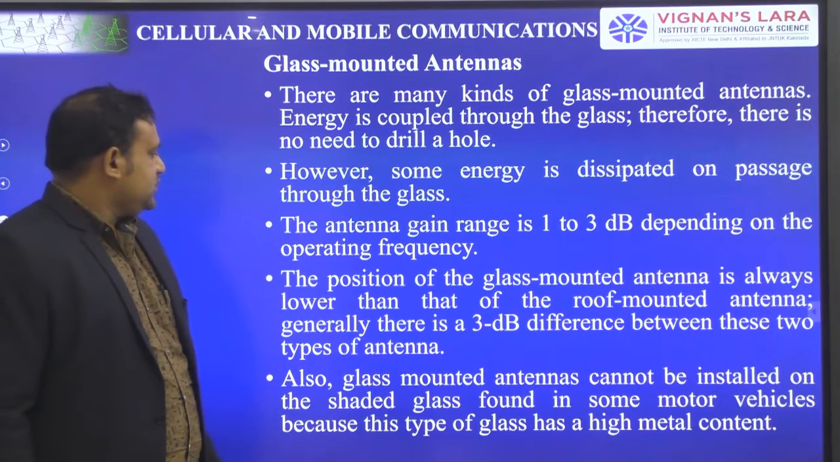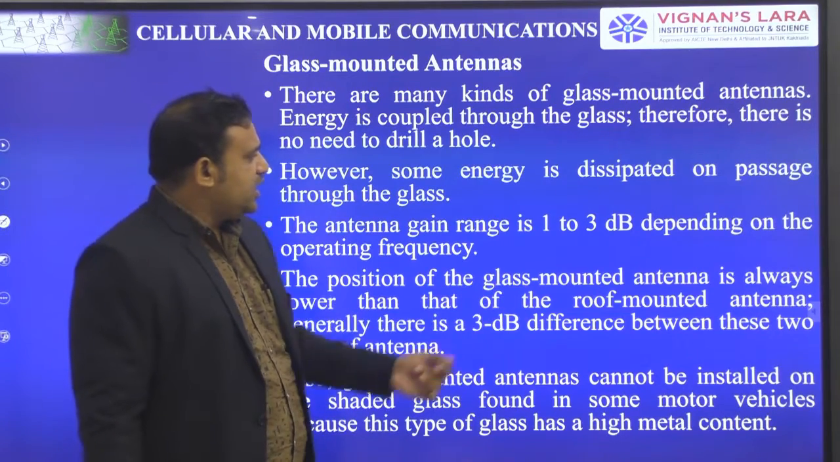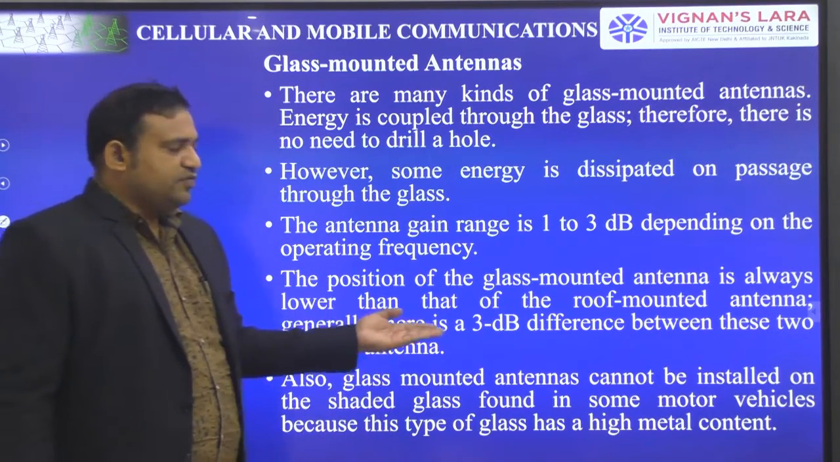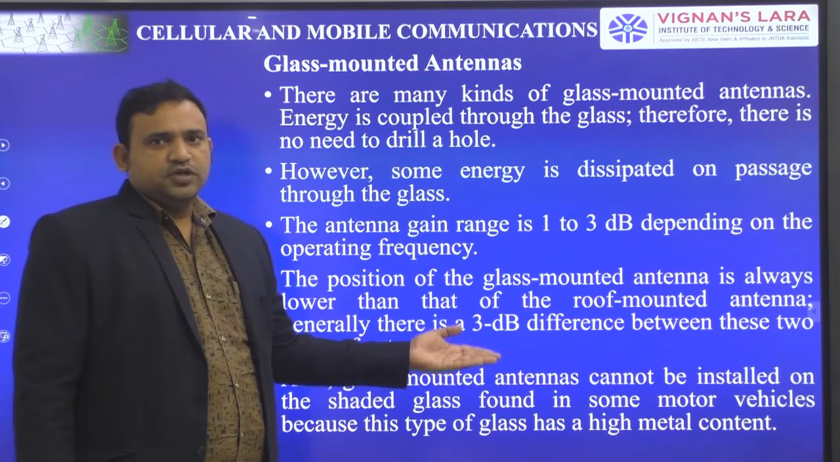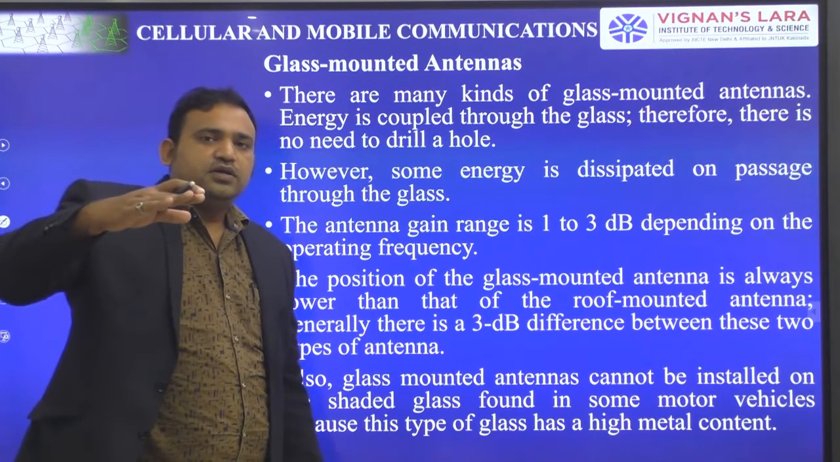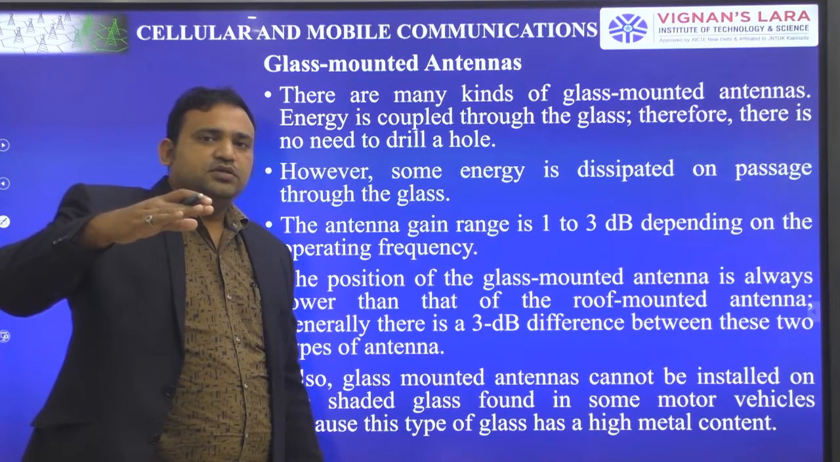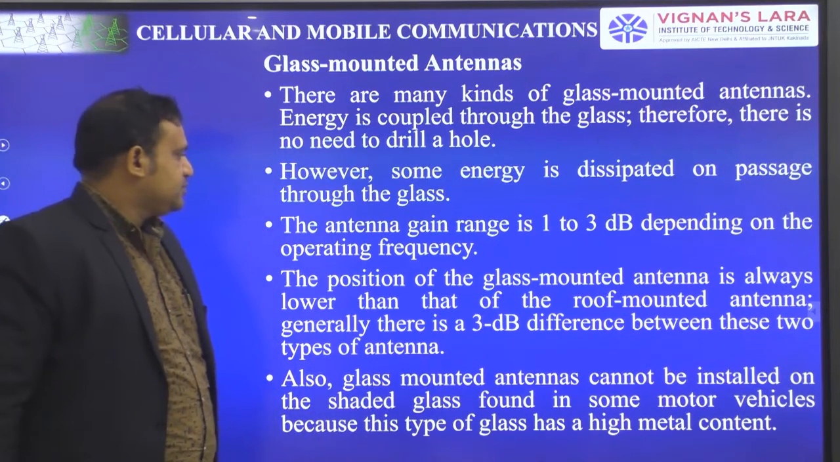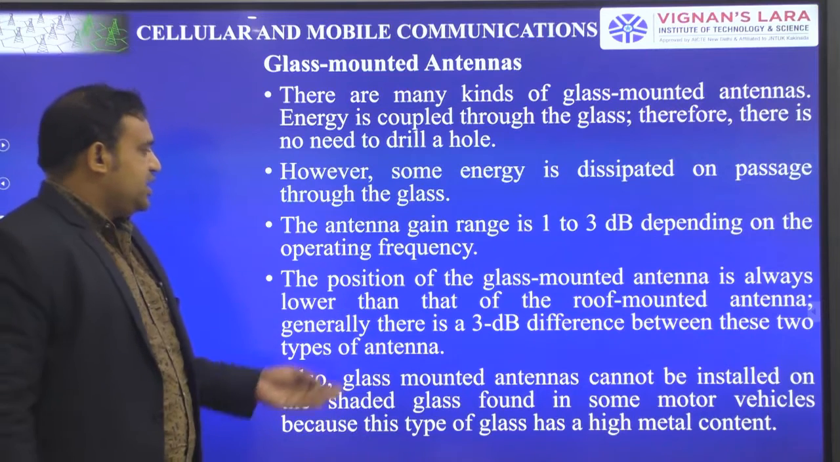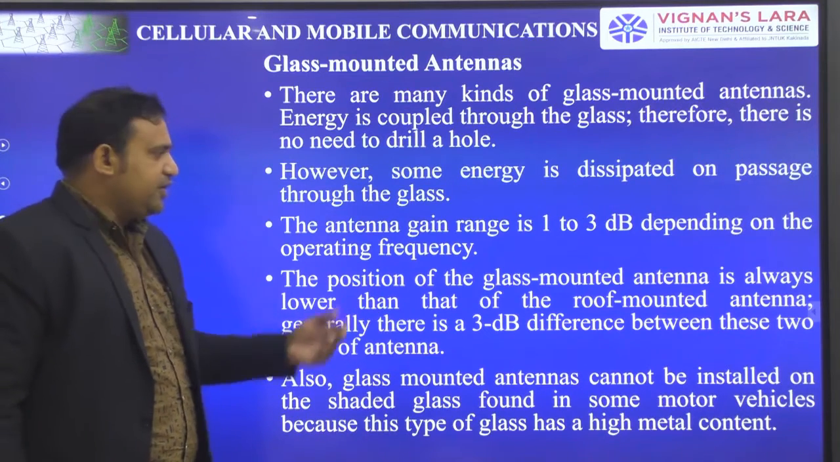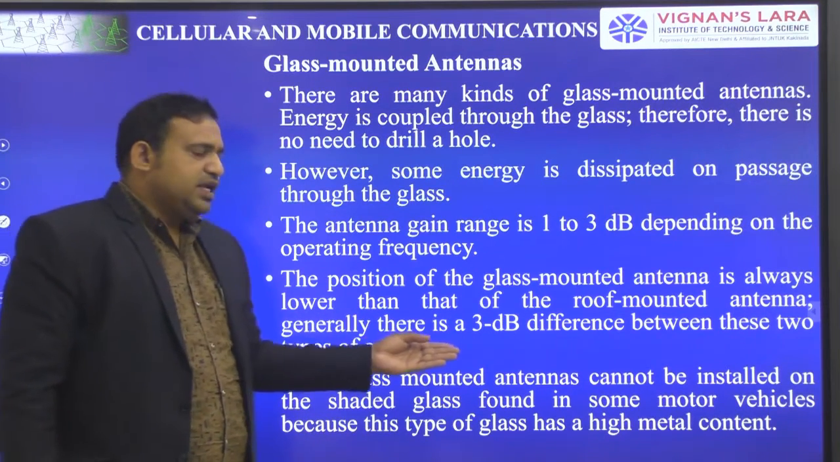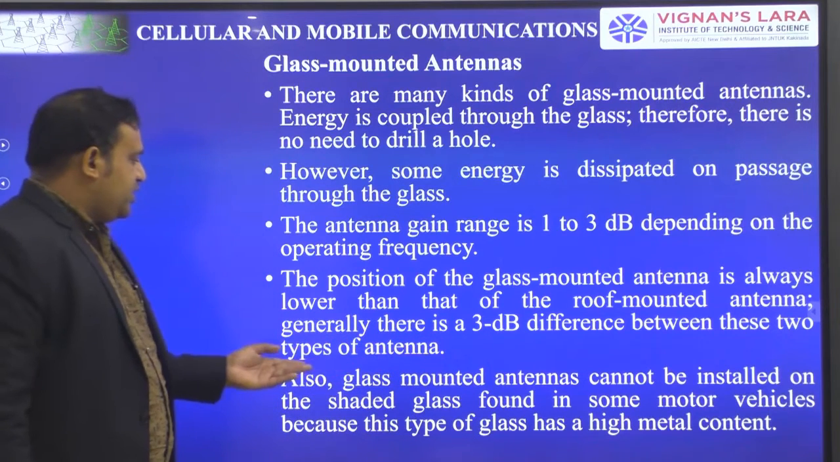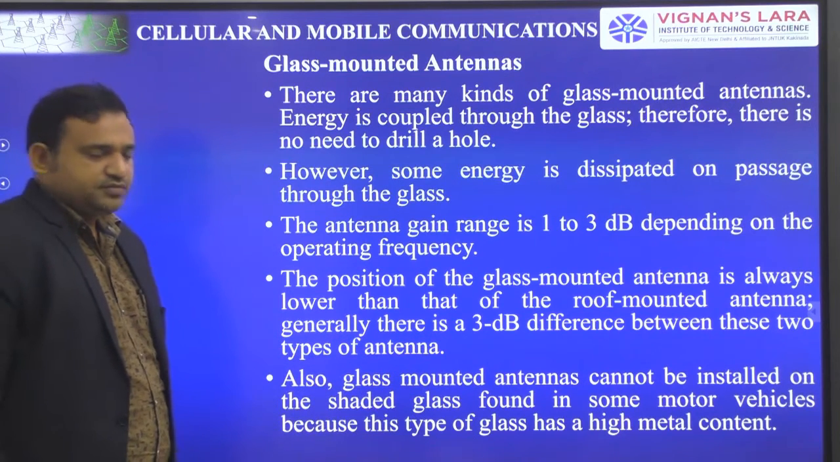Okay. So the position of the glass mounted antenna is always lower than that of the roof mounted antenna. Roof means on the top of the car. Glass mounted means below the roof mounted antenna. Generally, there is a 3 dB difference between these two types of antennas.